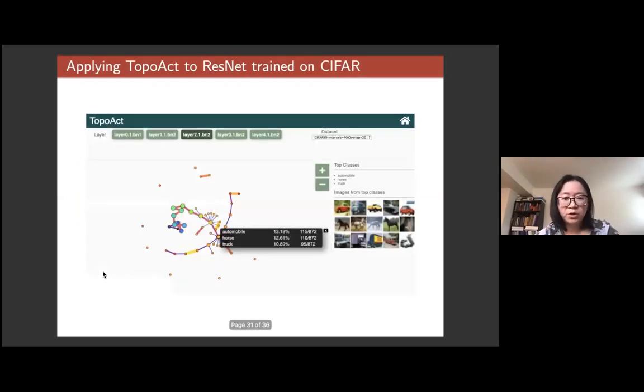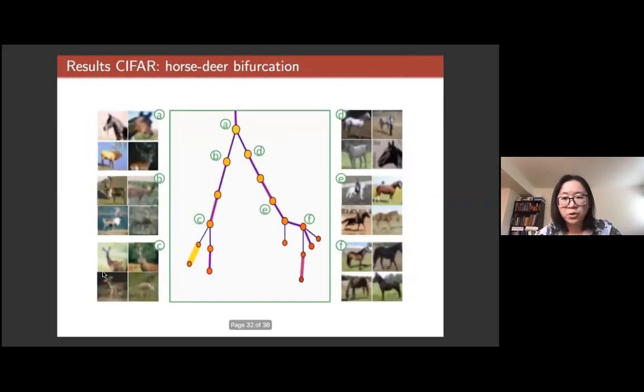So just to show you, we also did this on a different network called ResNet, and we trained it with input images from a smaller data set called the CIFAR data set. And again you see some branching, and this is a very obvious branching that is humanly interpretable. It's a branching where one branch is horse and one branch is deer.